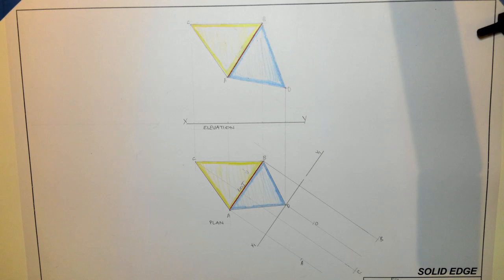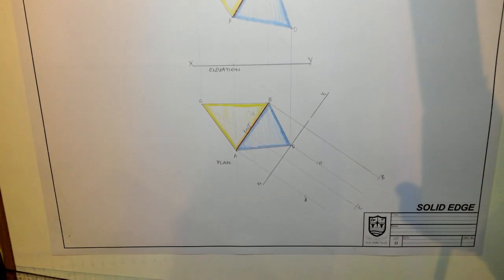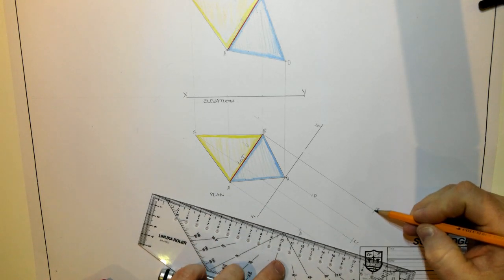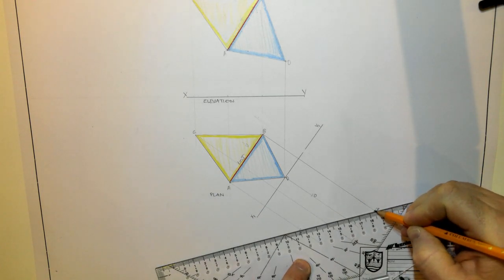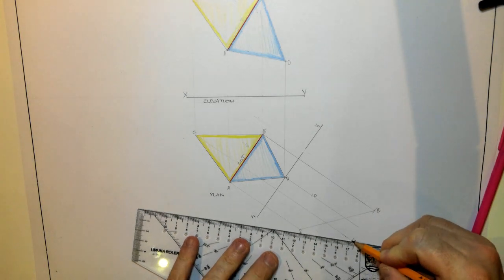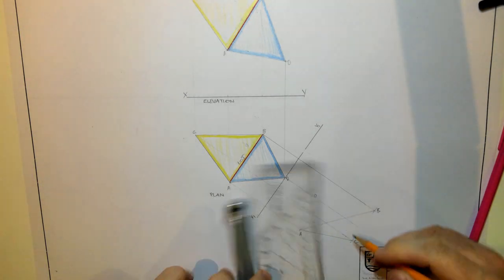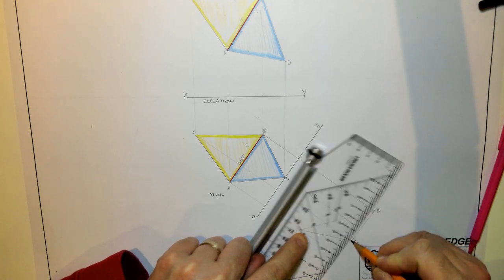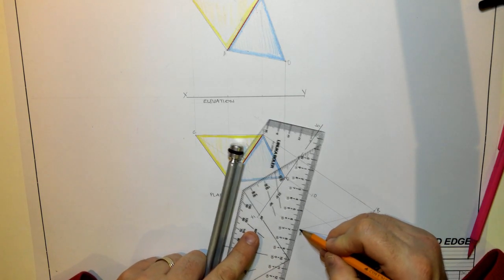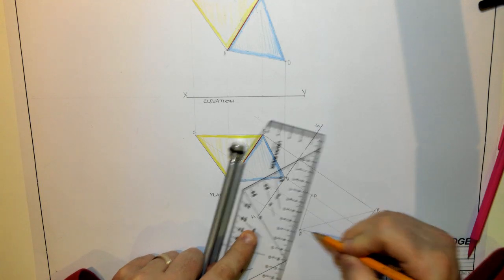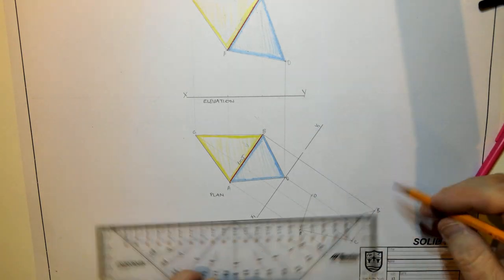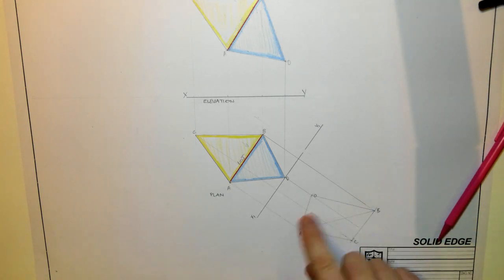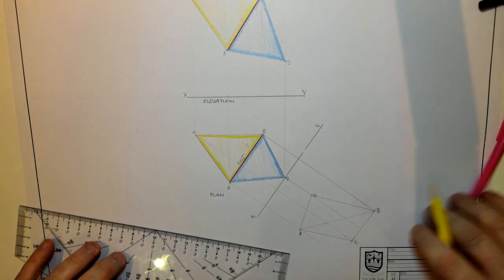Okay, now once I have my new points in my new view, I basically just join them up again. Okay, so ABC, B. Of course, BC again should be parallel to my XY because it is in my original view. And again, I'm just going to put in the color on them.